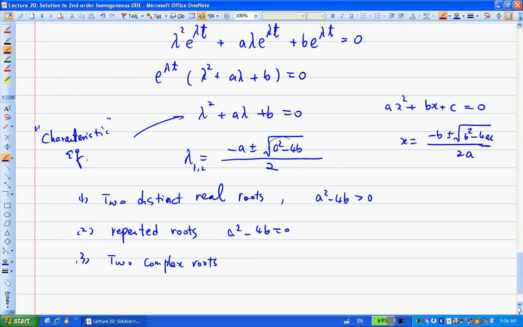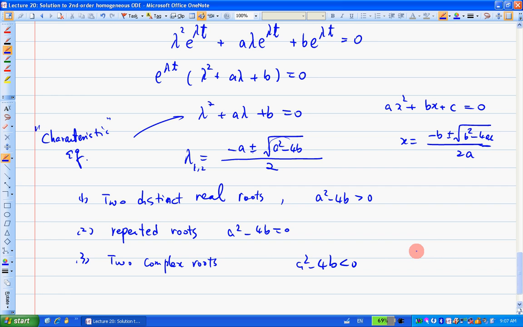Actually, not just arbitrarily two complex roots. If this term is less than 0, then the solution here is negative a plus or minus a complex number. So the two complex roots are actually what?